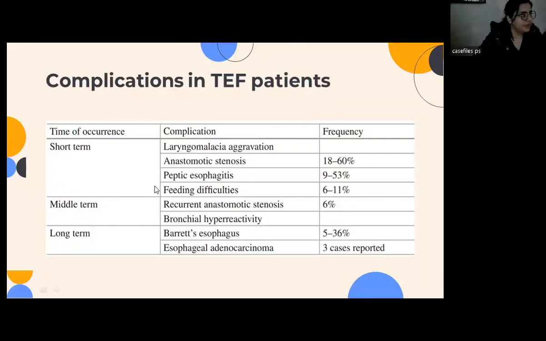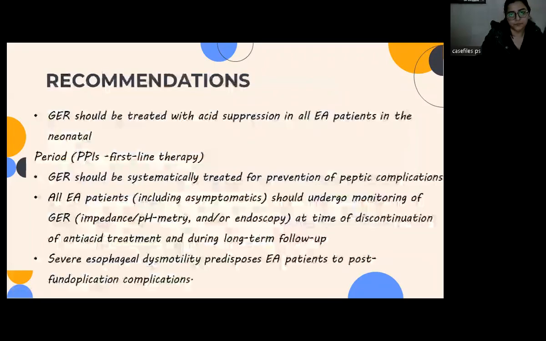Complications which are most commonly noted in patients with TEF can be divided into short-term and long-term complications. In short-term complications, anastomotic stenosis, peptic esophagitis, and feeding difficulties can be noted. And in long-term complications, recurrent anastomotic stenosis due to persistent reflux, bronchial hyperactivity due to aspiration issues, and development of Barrett esophagus and esophageal adenocarcinoma can also be seen. Though esophageal adenocarcinoma has been documented in 3 cases, it is rarely seen in our pediatric population.